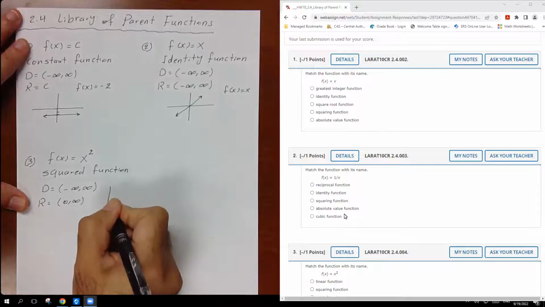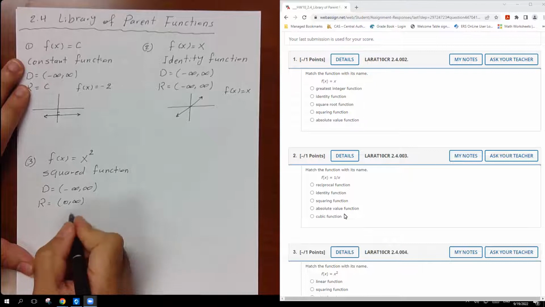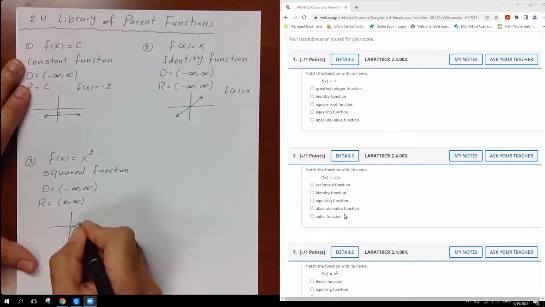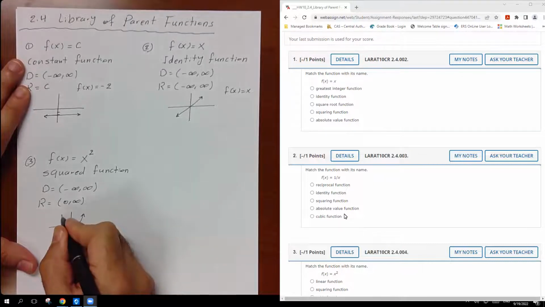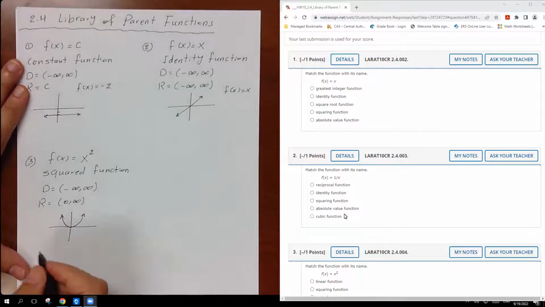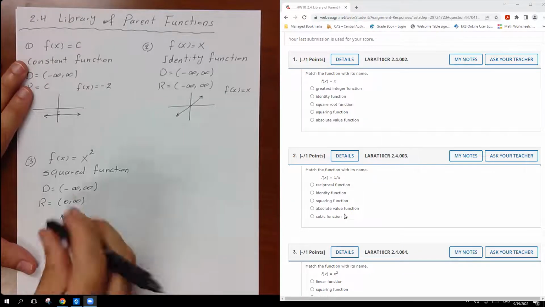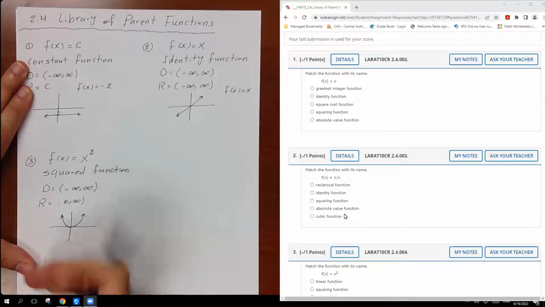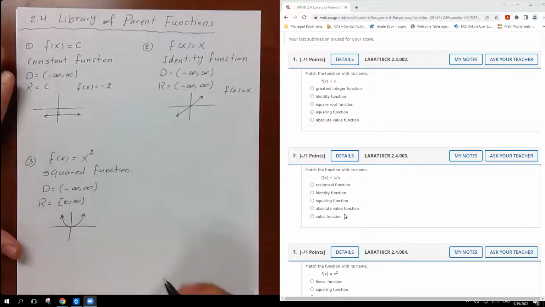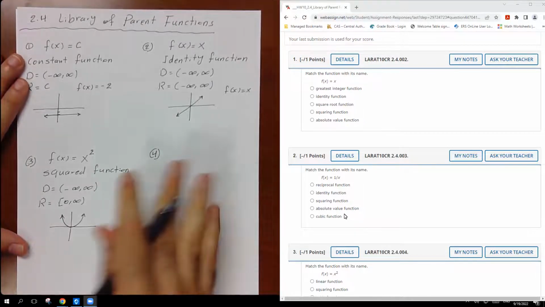Because if you graph it, the graph for this function is going to be like a parabola from this point and goes up. This is the graph of x squared, f of x equal x squared. The domain from negative infinity to positive infinity and the range from 0 to infinity. Number 4, that's what they're going to ask you.